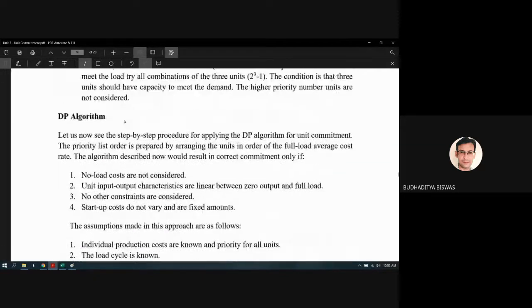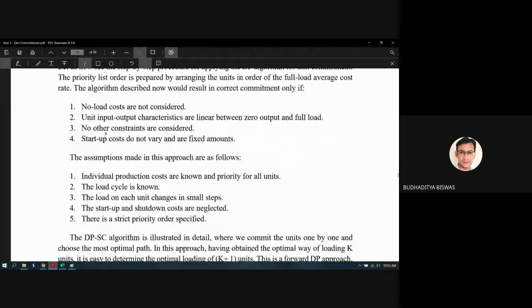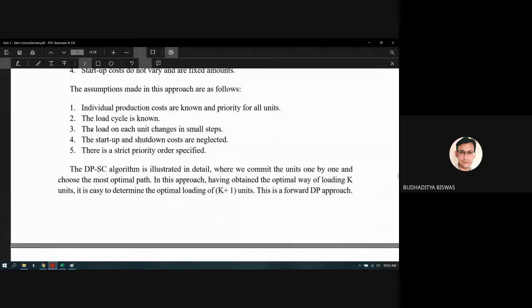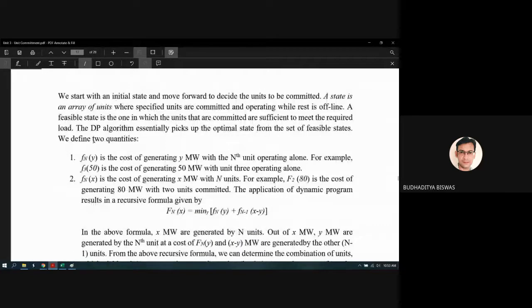Now these are the DP algorithm assumptions, the things we need to know before we go further. No-load costs are not considered. Unit input-output characteristics are linear between 0 output and full load. No other constraints are considered. Startup costs do not vary and are fixed in amount. These are the assumptions we should make when we approach this. Now let's do a real example.